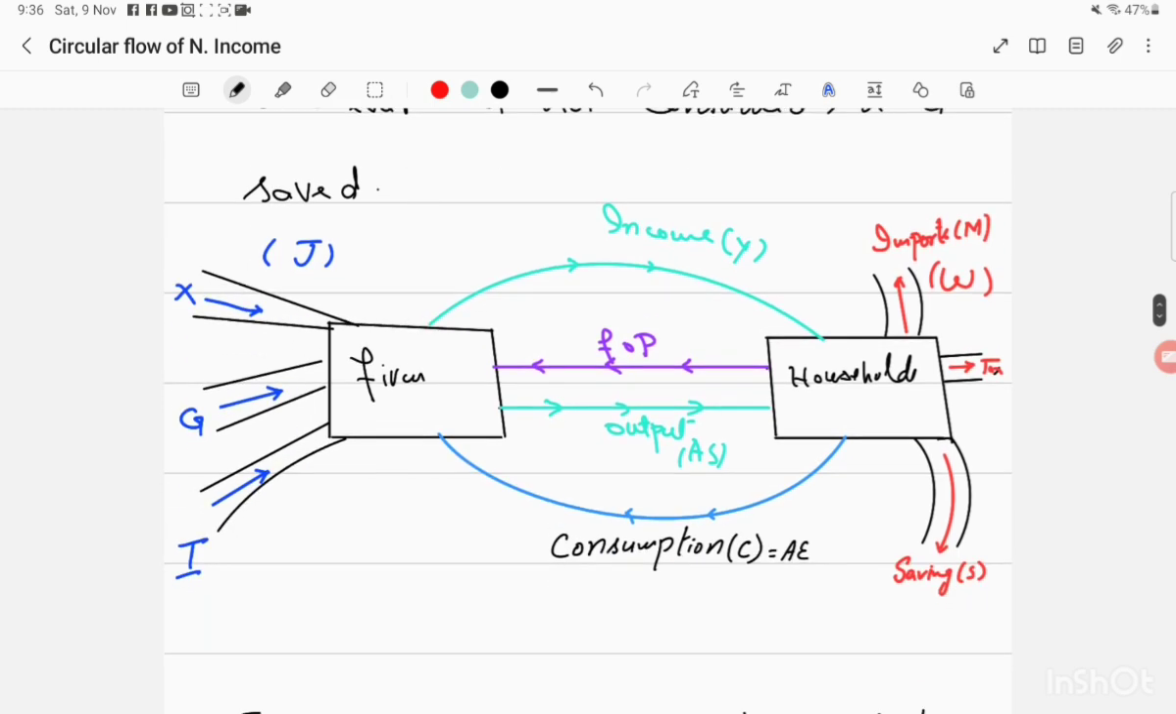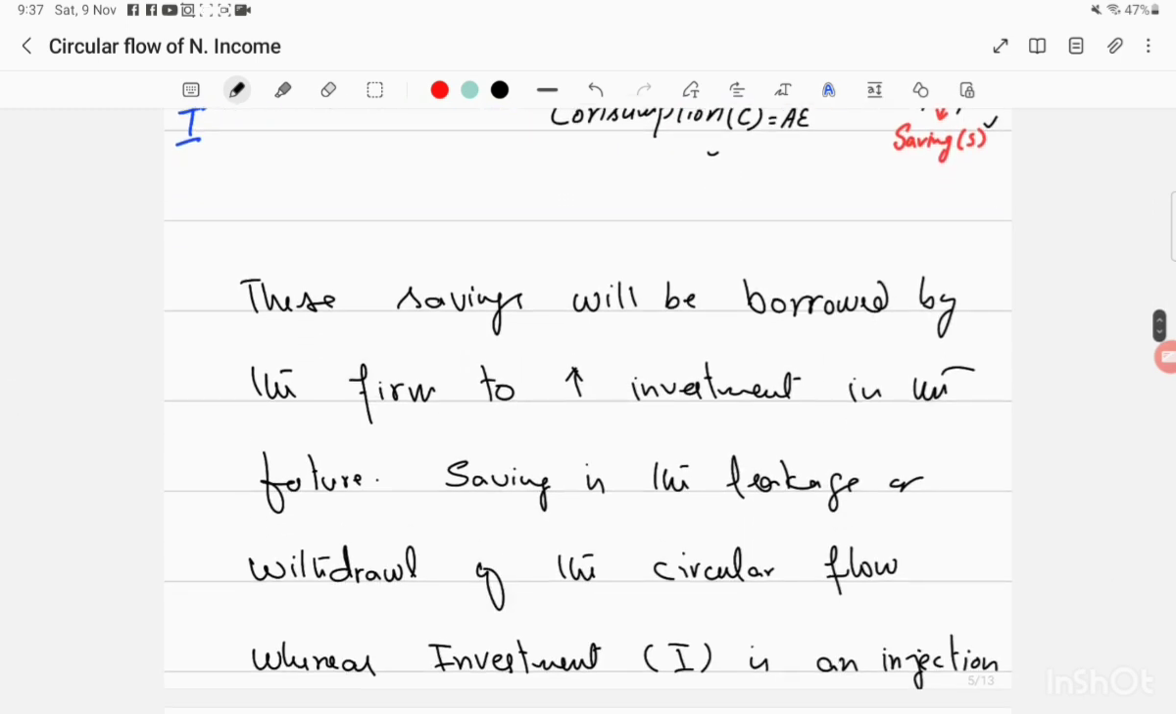So here is the full form of the national income by the circular flow. The inner loop, that is showing us the factors of production are going to the firm, and the firm has produced the output, that is the aggregate supply. The households are receiving income in the form of Y, and they are spending their income in the form of consumption on buying the goods. So when households started saving, this is the first leakage or withdrawal of any economy. So income was divided into two parts. Now these savings will be borrowed by the firm to increase investment in the future.